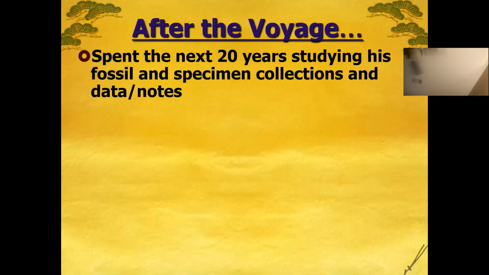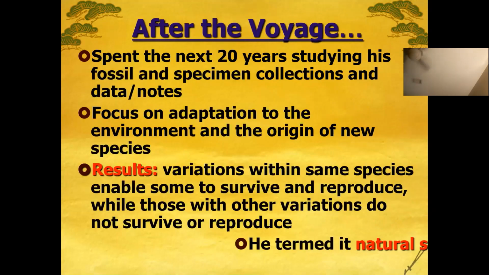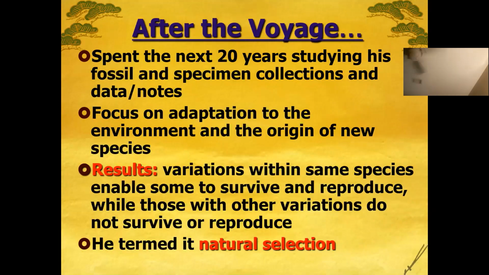He collects thousands of fossils, has hundreds of books that he writes, drawings, sketches, observations. But what he comes up with is this idea of natural selection: that no matter what population he studied, population of finches, iguanas, turtles, there's always variation. There are always differences in the population that enable some to survive and reproduce better than others. Those that survive and reproduce pass the variations down to their offspring, and they have a better chance of survival. Those that don't survive don't reproduce, and don't pass their genes down. And he termed this natural selection.